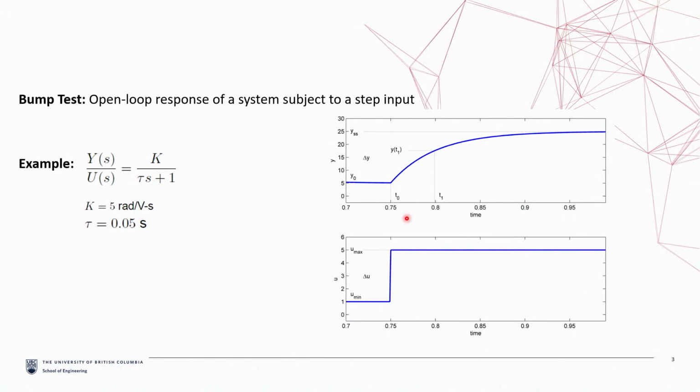As you can see, when the step function is applied, the output reacts to it and tries to follow it until eventually settling at a steady state value YSS. Depending on the parameters k and tau, the behavior of the system can change.